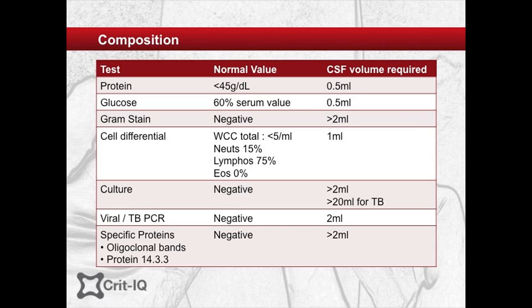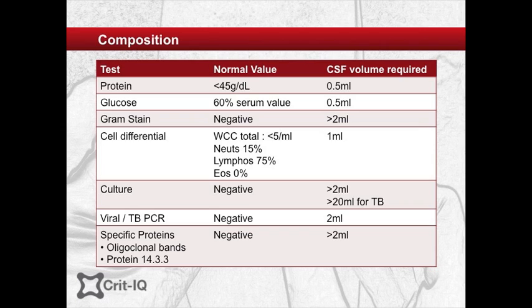Glucose. CSF glucose is reduced in bacterial, fungal, and some viral infections such as herpes simplex and herpes zoster infections. It is also reduced in malignant and autoimmune meningitis, but to a lesser extent.